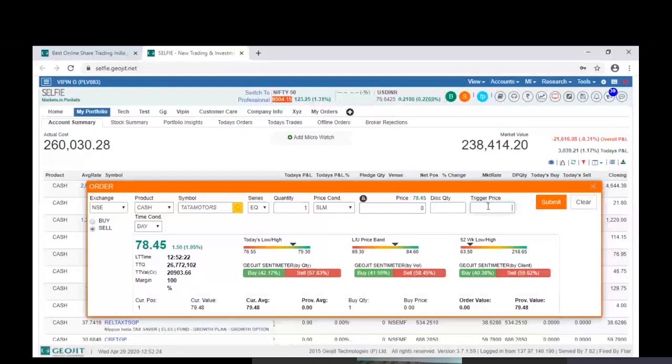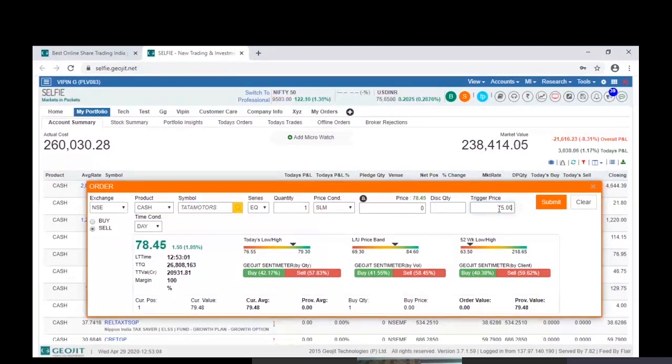So this is a sell order. You can see the sell being selected. Tata Motors is the share. Quantity I have defined. The price condition I have defined as SLM, which is stop loss market. I am going to mention the trigger price as 75. So when the market reaches 75, then my order will go through, because right now it is 78.45. Suppose it reaches down to 75, then this stop loss will trigger and get executed. So trigger price is actually an instruction to the system, that you sell the order only if the market reaches 75.